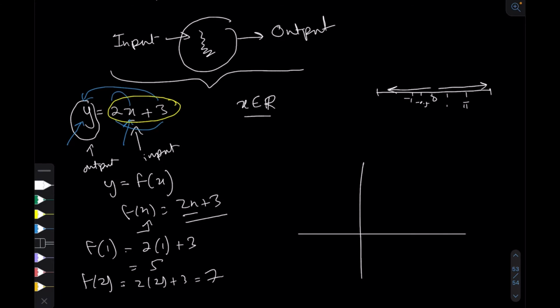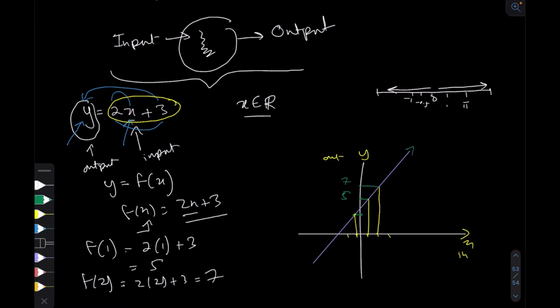When you draw your graphs, let me make a rough drawing of 2x plus 3. It looks something like this. On the x-axis, these are all your inputs, and on the y-axis, these are all your outputs. So y is the output, x is the input. What this basically means is that when x is of a certain value, the function gives a certain output. For example, when x is 1, the output the function gives would be 5. When x is 2, the output would be 7.